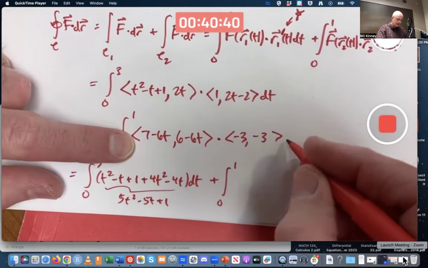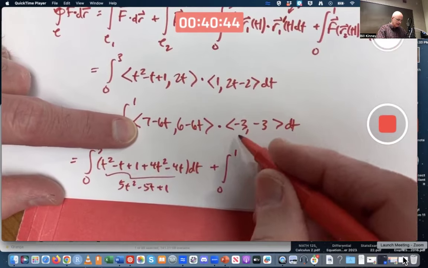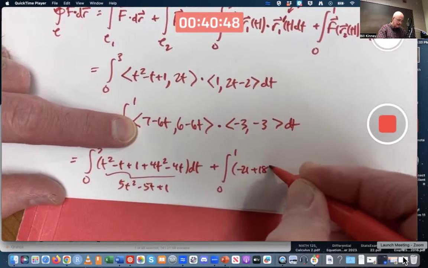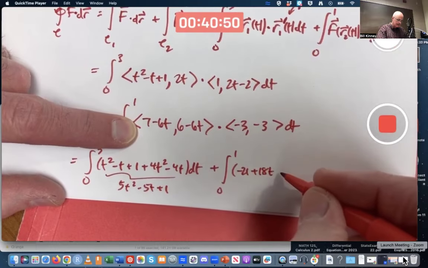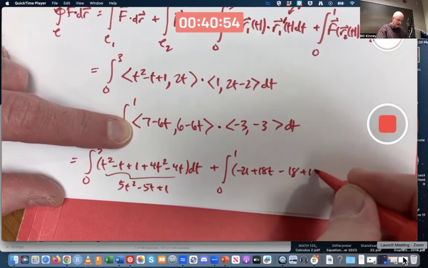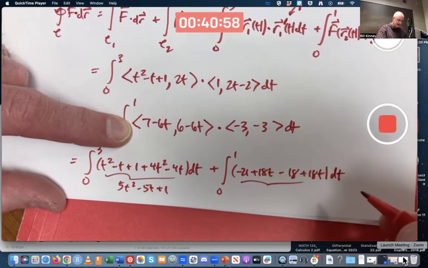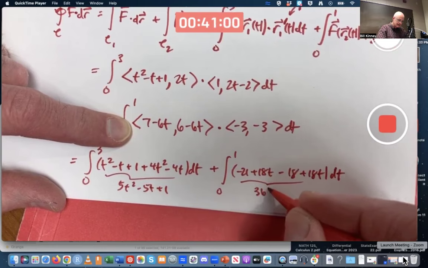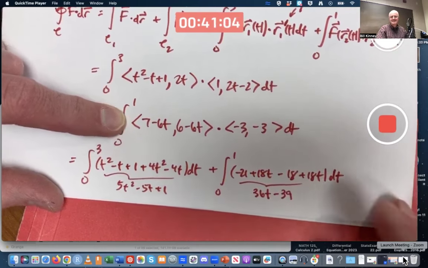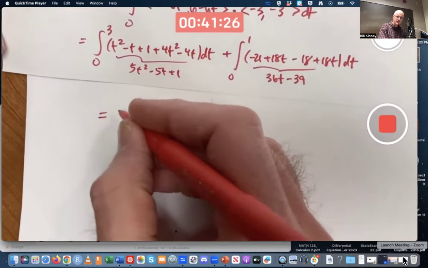Got to do this dot product. Don't forget my dt there. Negative 3 times that's going to be negative 21 plus 18t. Then negative 3 times the other one's going to be minus 18 plus 18t. That all simplifies to 36t minus 39. Getting close. Started it by hand. I might as well finish it by hand.